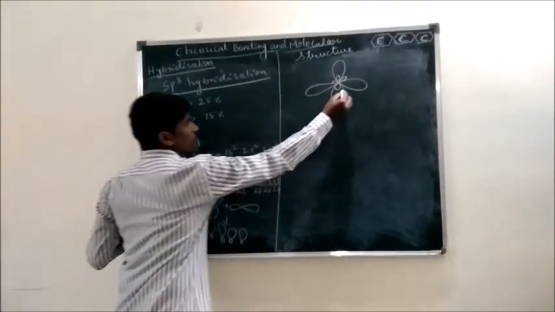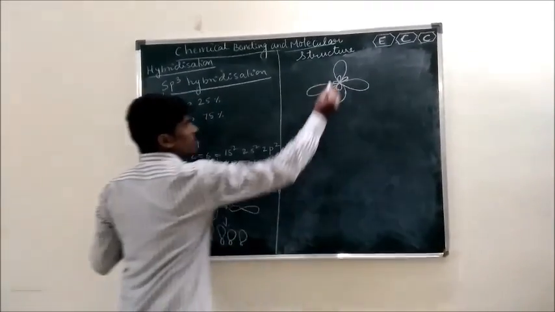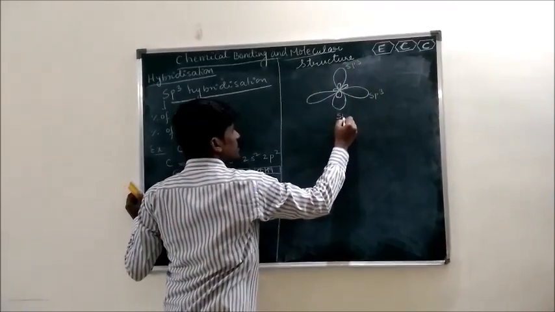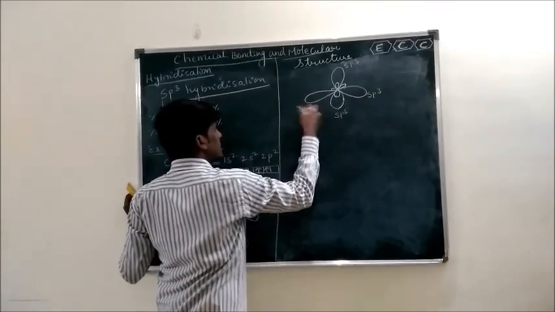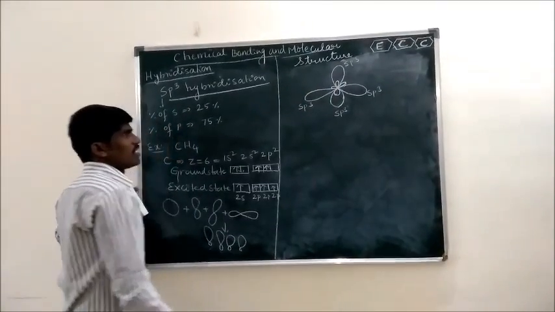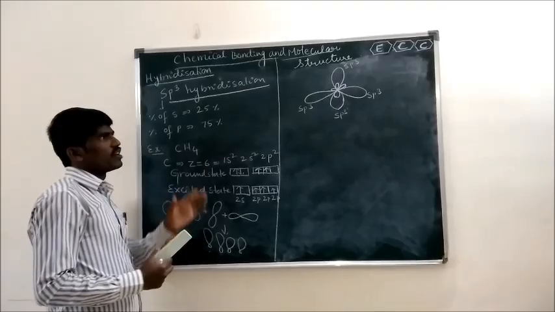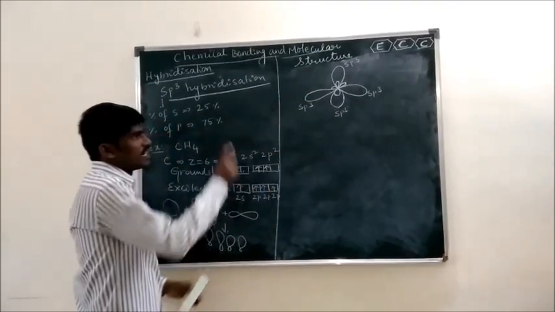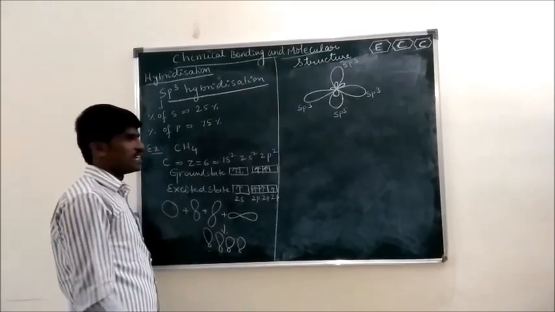Now these are the 4 sp3 hybrid orbitals. sp3 hybrid orbital, it is also sp3 and sp3 and sp3. These 4 sp3 hybrid orbitals are arranged in such a way of 4 corners of tetrahedron. So it gives an arrangement called tetrahedral arrangement.